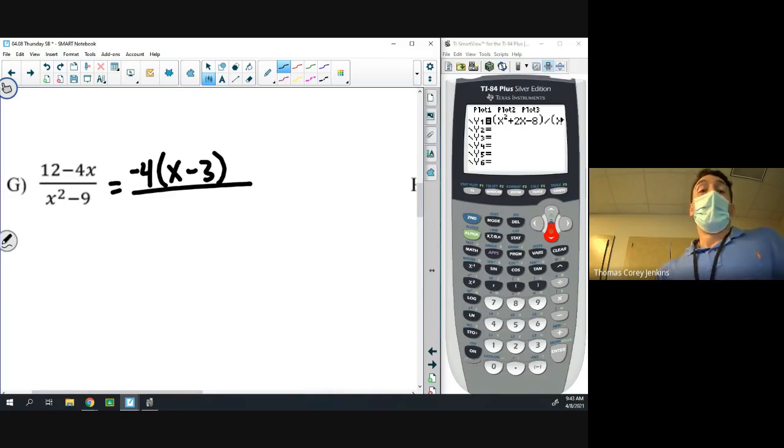The bottom one is one of those special cases. Anybody remember what that's called? If you have a perfect square minus a perfect square, yeah? Difference of squares, right? And those always factor out. That's one of our shortcut things. You just remember a plus b times a minus b, right? So x plus 3 times x minus 3 in this case.